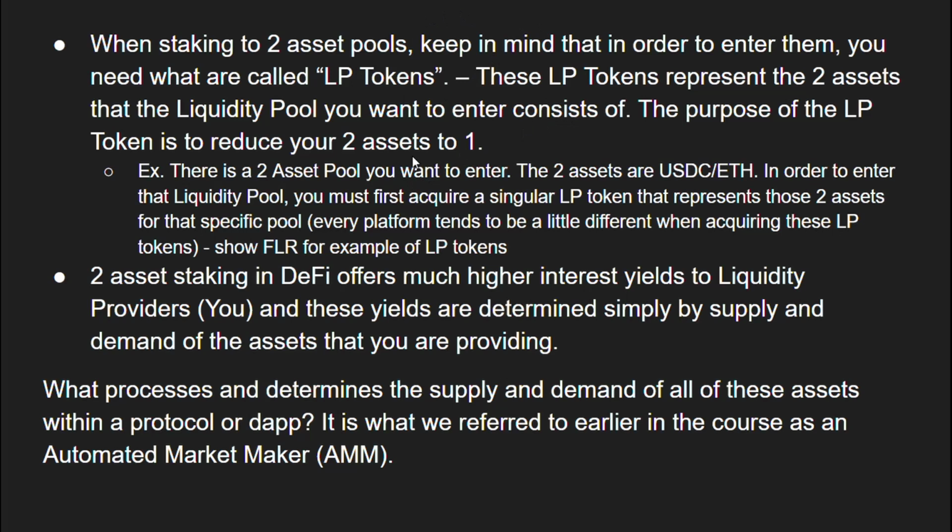So just keep in mind when you want to enter a two asset pool, it's not as simple as going to that two asset pool and staking 50-50 or just staking your assets to that. You have to first get this LP token that represents that pool. And we'll get into all that, so if that didn't make sense, don't worry. An example of this: there's a two asset pool you want to enter, and the two assets of that pool are USDC and Ethereum. In order to enter that liquidity pool, you must first acquire a singular LP token that represents those two assets.